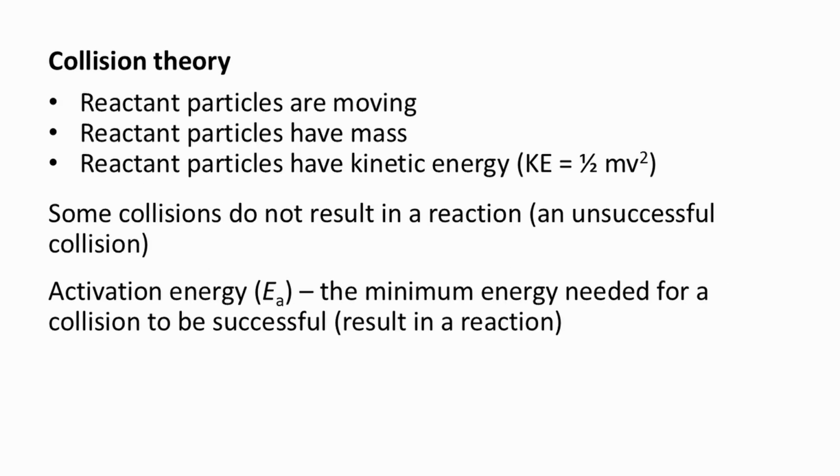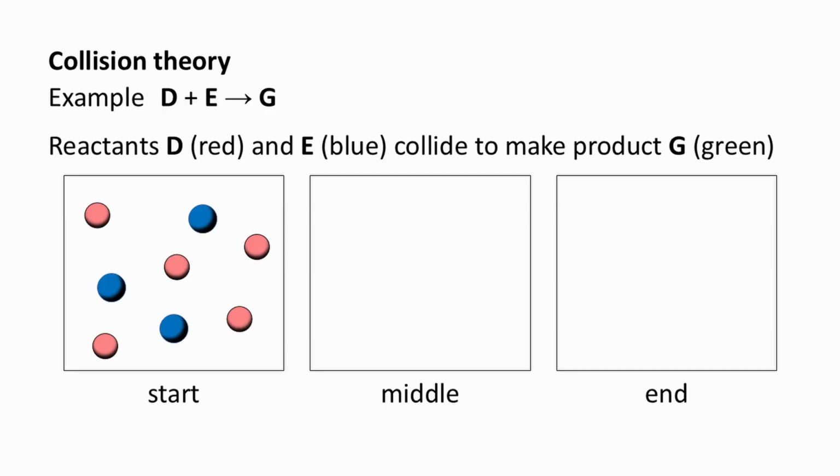Reactant particles are moving. Reactant particles also have mass, and therefore reactant particles have kinetic energy. Some collisions do not result in a reaction. These are known as unsuccessful collisions. Activation energy, EA, is the minimum energy needed for a collision to be successful, i.e. a collision that results in a reaction. Let's take a look at an example.